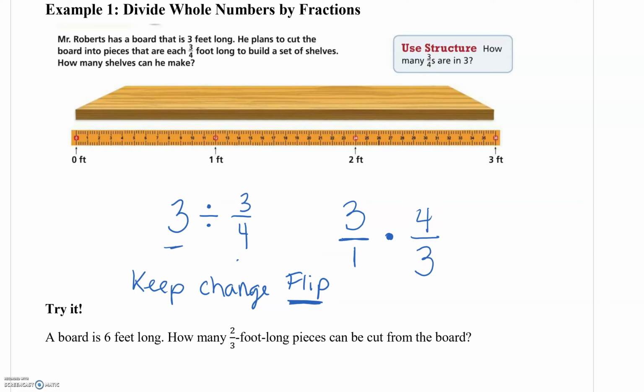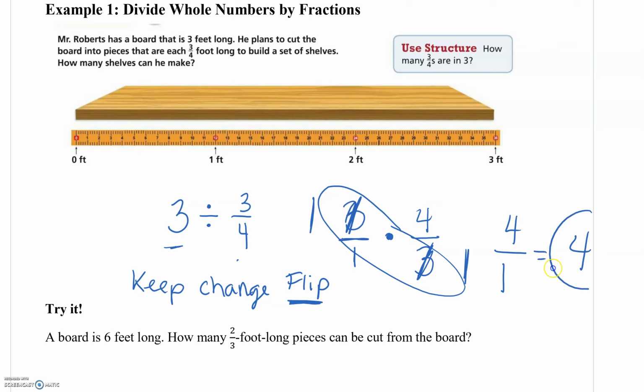Now I can use my simplifying, my butterfly method here. If I look at 3 and 3, I can divide both of those numbers by 3. So 3 divided by 3 is 1, and 3 divided by 3 is 1, and then multiply across. 1 times 4 is 4, 1 times 1 is 1, which simplifies to just 4. So 4 pieces here.